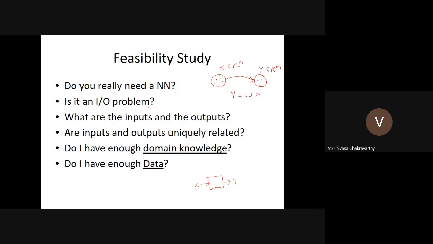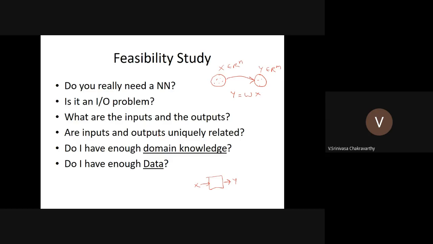Then, is it an input-output problem? That is obvious. You should be able to identify what is the input and what is the output, and also be able to represent that input and output in terms of vectors of fixed dimension. You also need to make sure, from a physics or mechanistic point of view, that the inputs and outputs are related in a deterministic fashion. Like I said, you cannot relate some sunspot activity with some stock values and things like that.